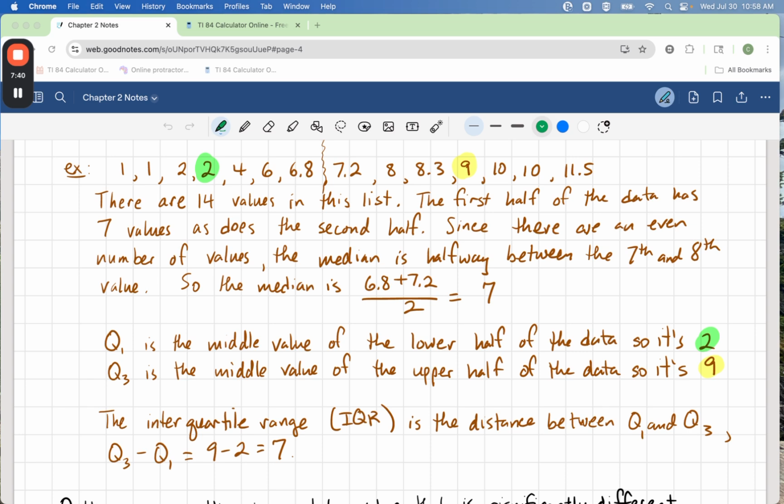Interquartile range, IQR: you just take Q3 minus Q1, and that gives you the range between those two quartiles. So the interquartile range is 7.